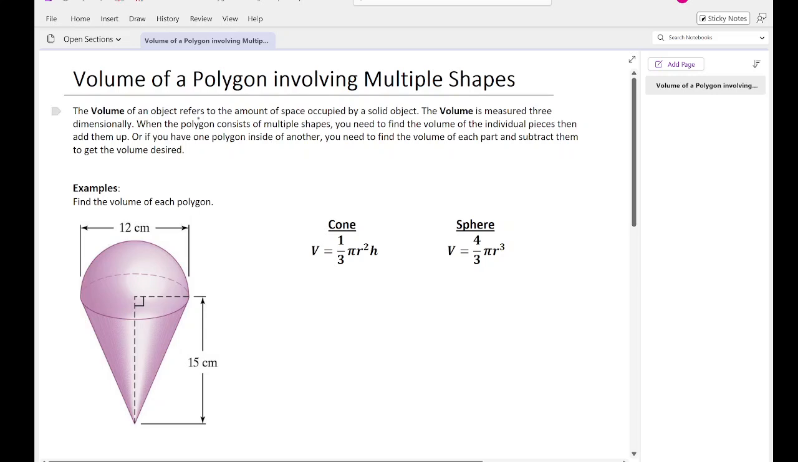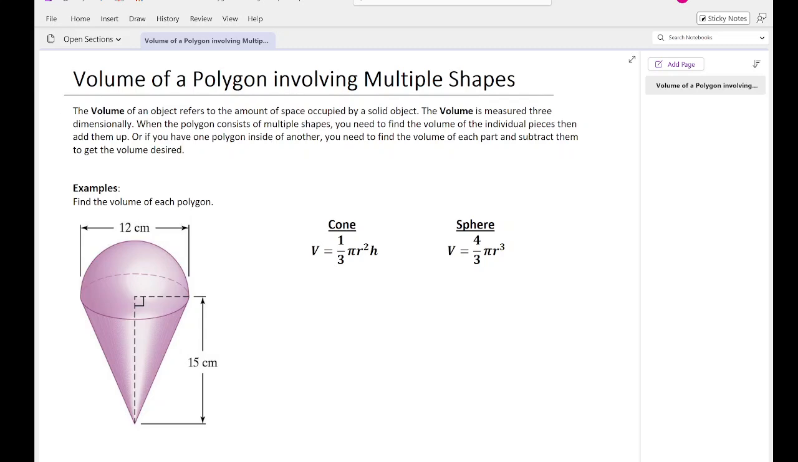The volume of an object refers to the amount of space occupied by a solid object. The volume is measured three-dimensionally. When the polygon consists of multiple shapes, you need to find the volume of the individual pieces, then add them up. Or if you have one polygon inside of another, you need to find the volume of each part, then subtract them to get the volume desired.